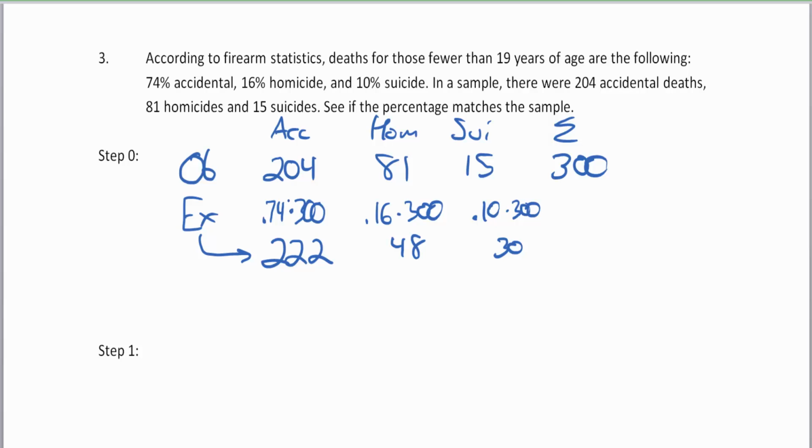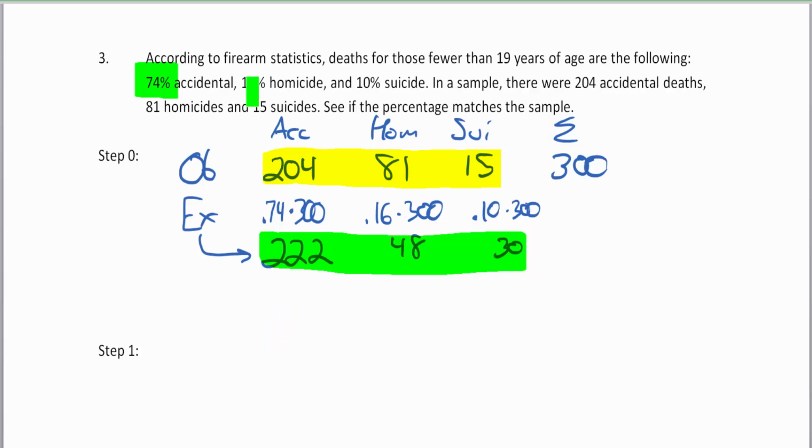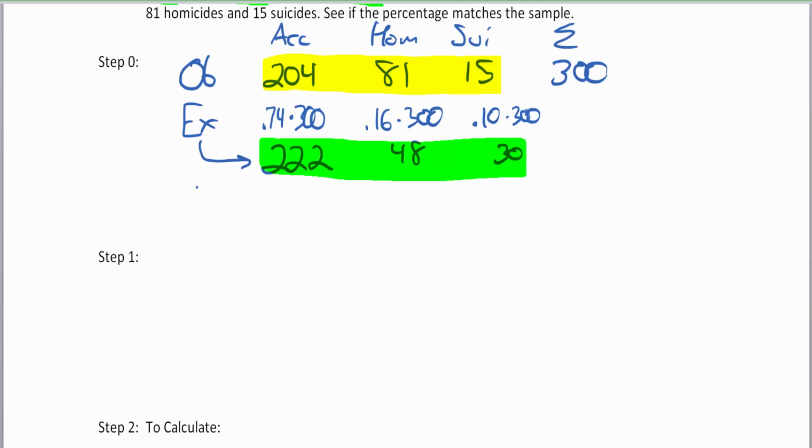So let's compare the observed versus expected. The first values are pretty close together, but the second column is pretty far apart, and so is the third column. So if we compare the numbers in yellow to the numbers in green, are these numbers too far apart to basically state that these percentages in the actual problem were okay? So that's where our null and alternative hypothesis come into play.